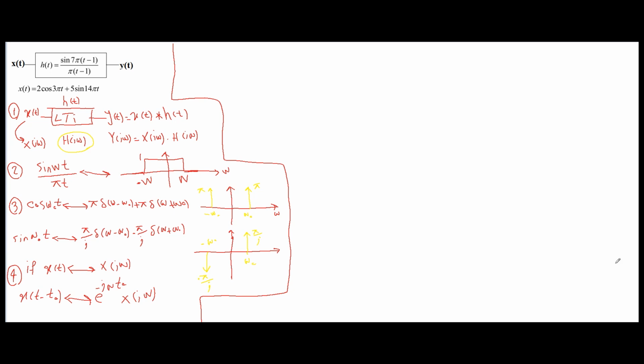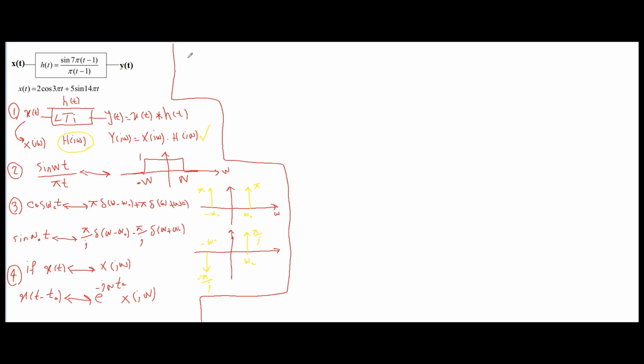General solution approach. First, we find the Fourier transform of the input. Then we find the frequency response, or H of j omega. Next, we multiply these two together to obtain Y of j omega. Finally, we take the inverse Fourier transform of Y of j omega to get y of t.